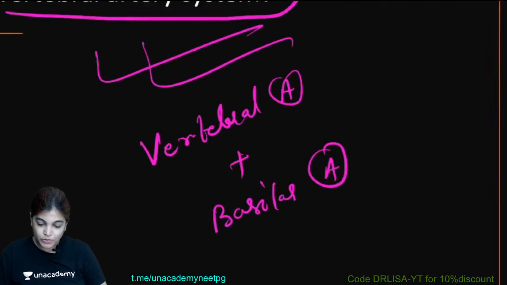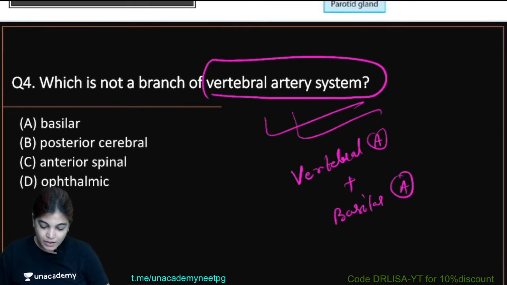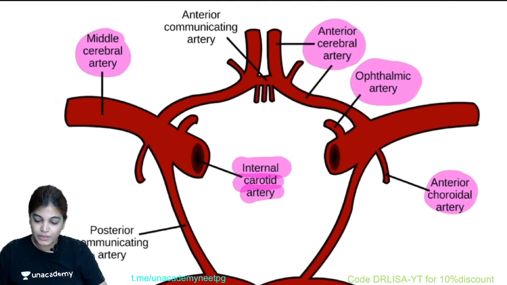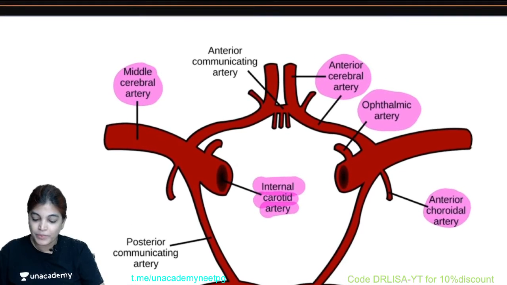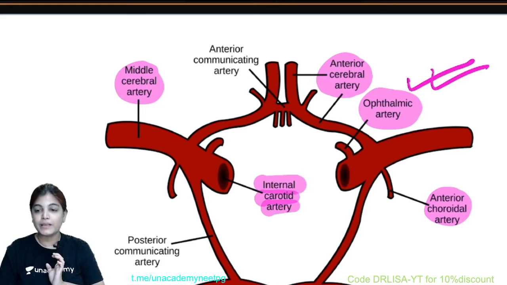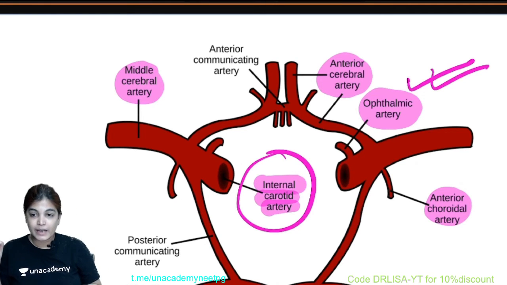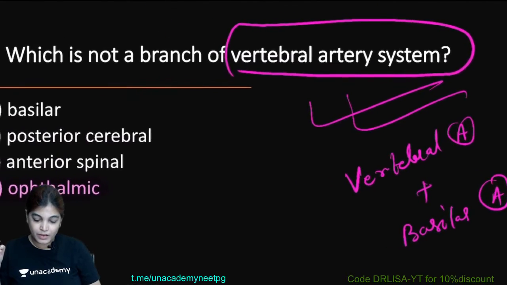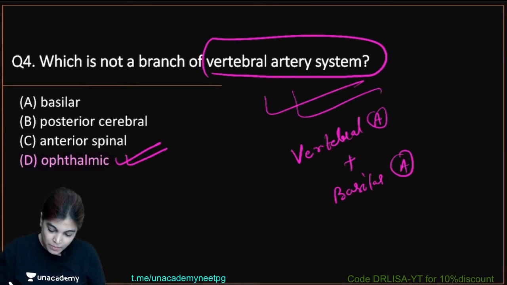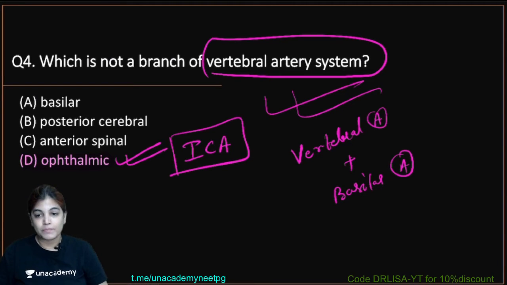Moving to the options again, the ophthalmic artery. Let me show you this in a larger view. Can you see here, the ophthalmic artery is a branch of the internal carotid artery. So this is the correct answer to the MCQ. It is a branch from the ICA, the internal carotid artery, and not a branch from either the vertebral or basilar artery.